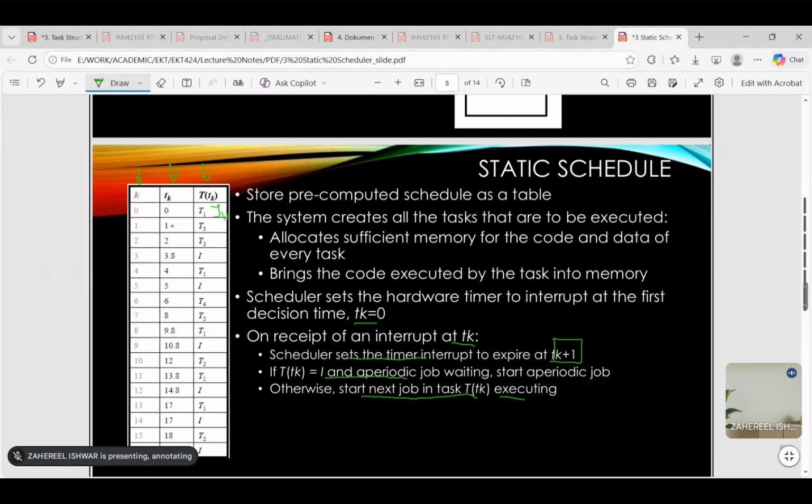So the scheduler comes in and says, okay, now let us run task number 3. Okay, task number 3, it needs how many? 2 seconds, right? However, here we say job number 1 of task number 3. Okay.